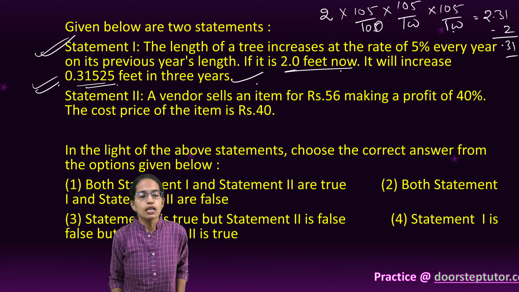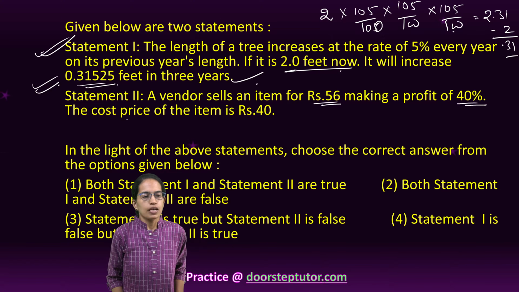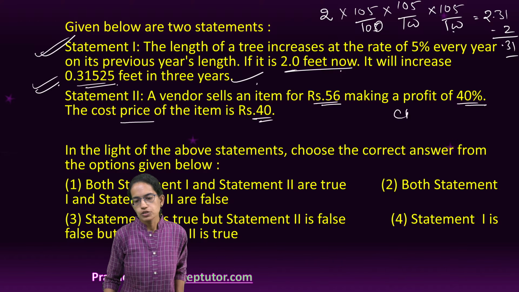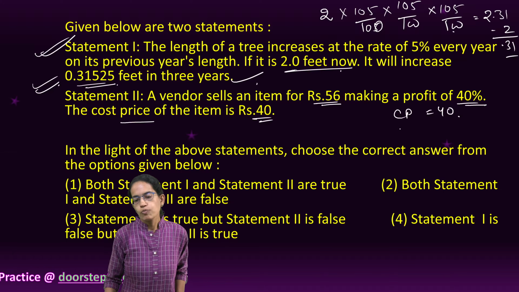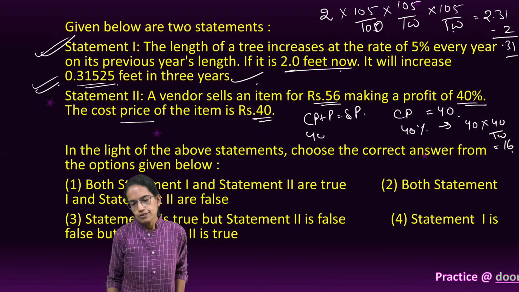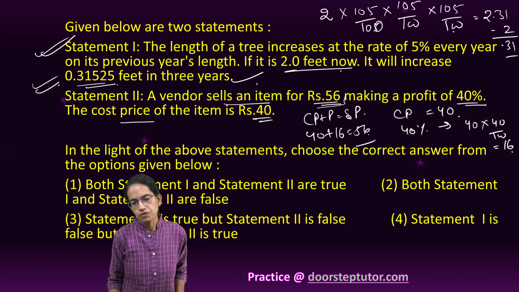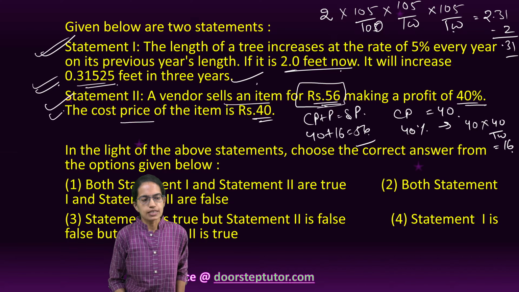Statement 2 says a vendor sells an item for 56, making a profit of 40%. Let the cost price be 40. Now profit is 40% on 40. So 40% of 40 is how much? Is 16. I add the cost price plus profit and that gives me the selling price. So 40 plus 16 gives me 56. That makes my selling price 56 as quoted. So again my statement 2 is correct.